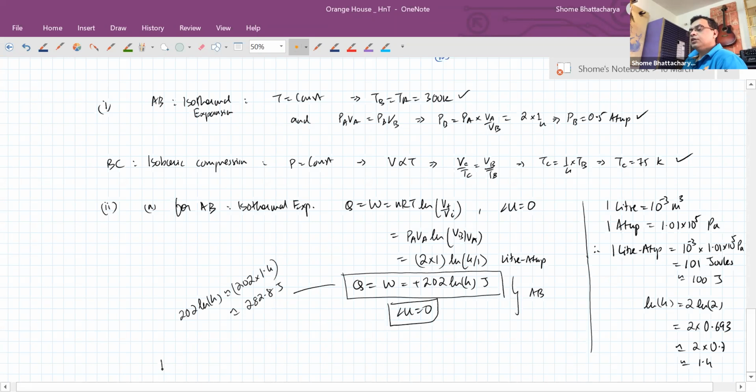So now similarly you work it out for BC, which is an isobaric compression. Calculate the value of Q, delta U, and W.